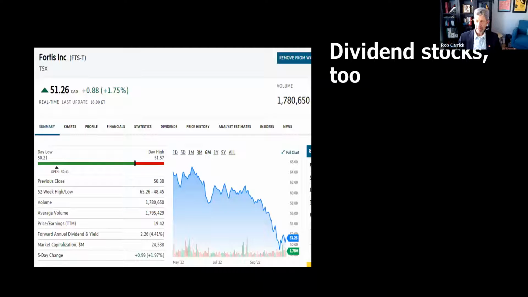I know people tend to think that dividend stocks are safe. Not really. They're not. They can go down. They are susceptible to market forces. So Fortis is an example of a utility stock, and stocks in that sector and in telecoms and other sort of safe sector are declining this year because the general stock market is declining, but also because they tend not to do well when interest rates are rising.